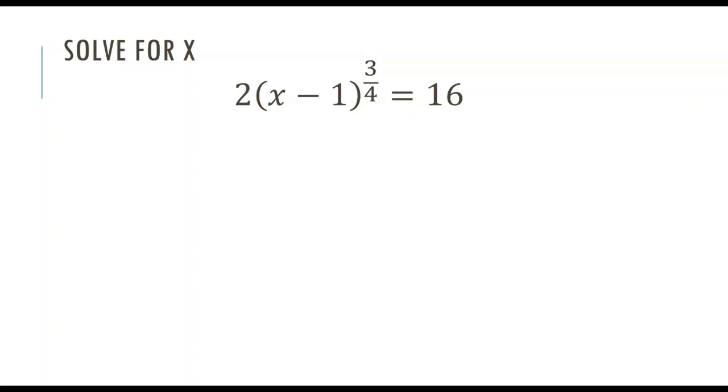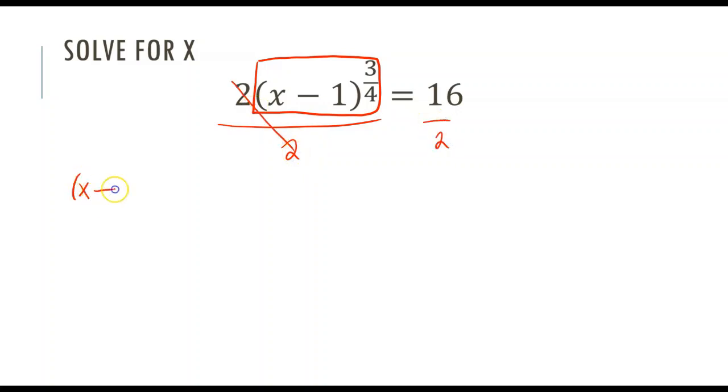All right, let's get into solving. So for this type of problem, what we want to do is get this whole thing by itself first. So anything that is next to it in any way, we got to move that to the other side of the equation. So this is 2 times x minus 1 to the 3/4. I'm going to divide each side by 2 to get rid of it. This cancels out, and I'm left with x minus 1 to the 3/4, which is equal to 8.